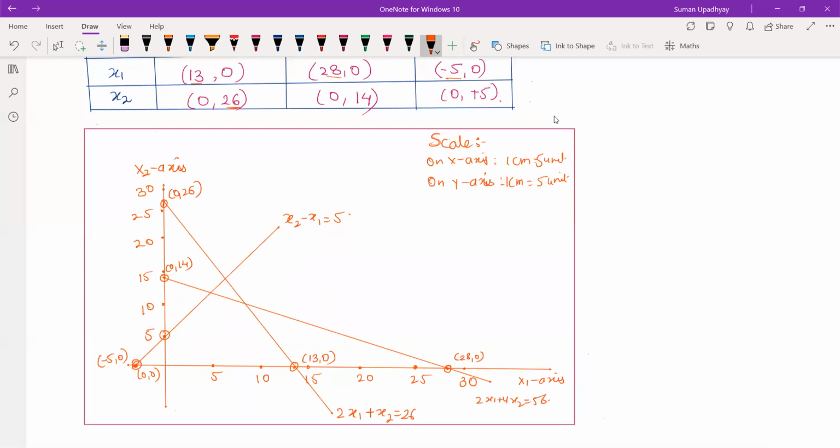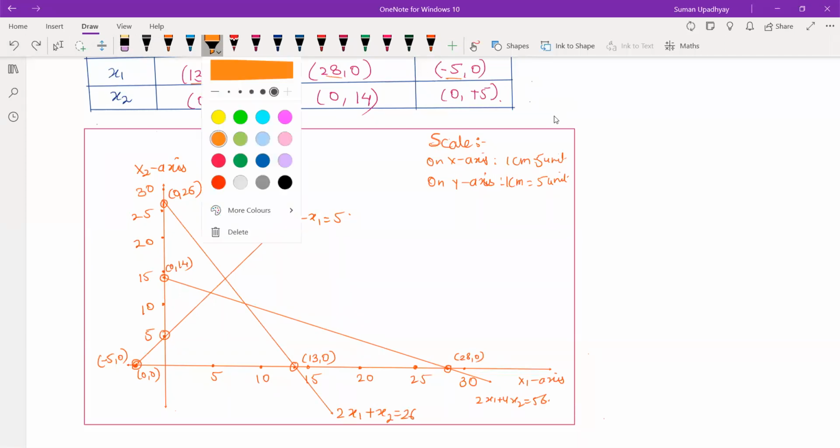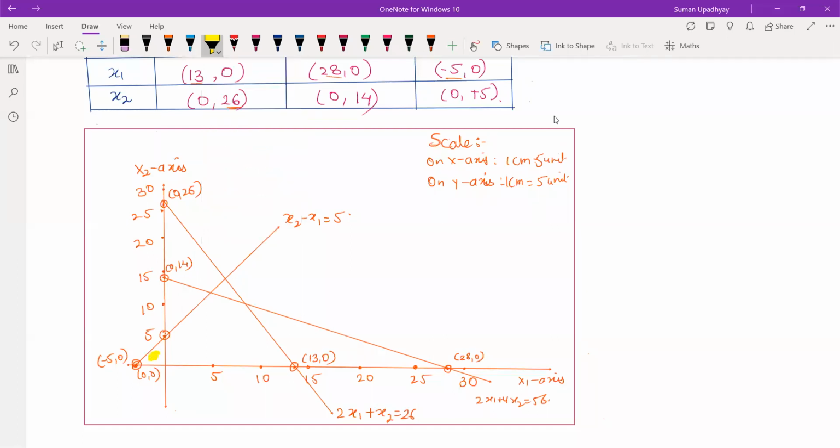Now tell me, what do you think? Where is the common region? Is it going to be this? Is it going to be the one I'm highlighting now? Can this be the common region, students?